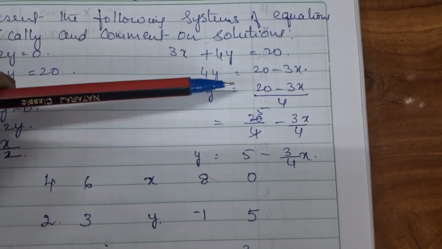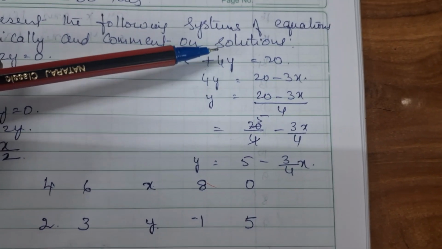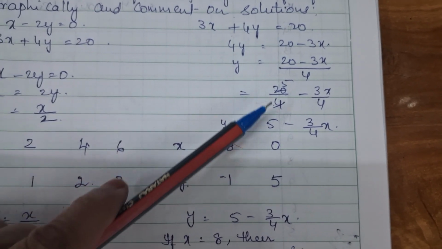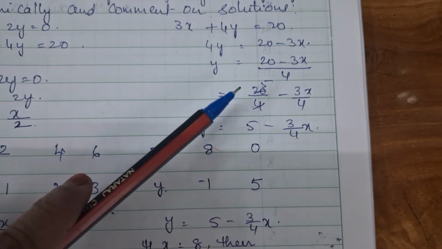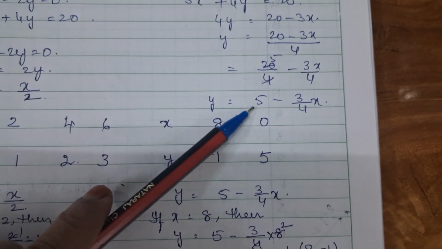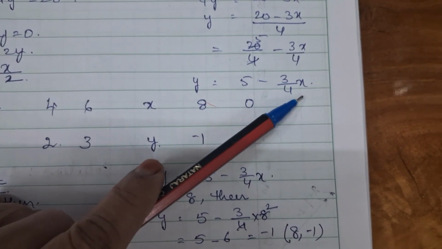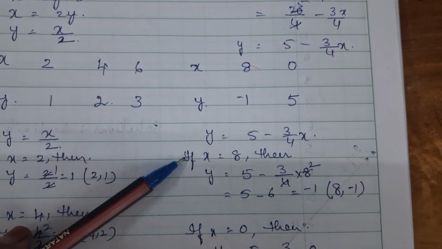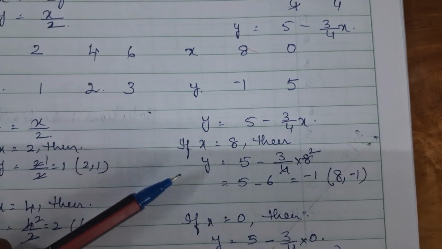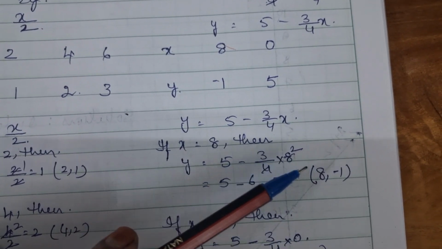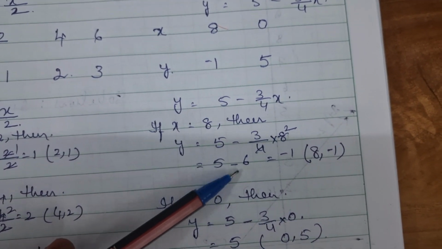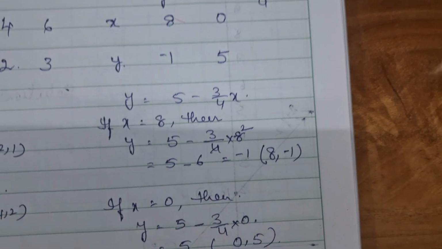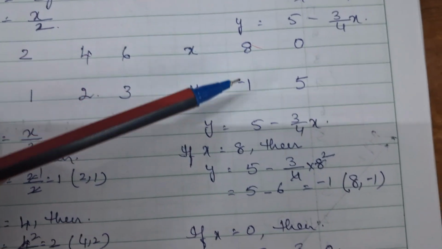That means 4y is equal to 20 minus 3x, y is equal to 20 minus 3x by 4. So when I bifurcate it, I will be getting 20 by 4 minus 3x by 4. So 4 5s are 20. So I got y is equal to 5 minus 3 by 4x. So I have allotted some values for x. So if I take x value as 8, then y is equal to 5 minus 3 by 4 into 8. 4 2s are 8, so 5 minus 6, 3 2s are 6. That means minus 1. So 8 comma minus 1 is the ordered pair that I have got. I have written here 8 comma minus 1.